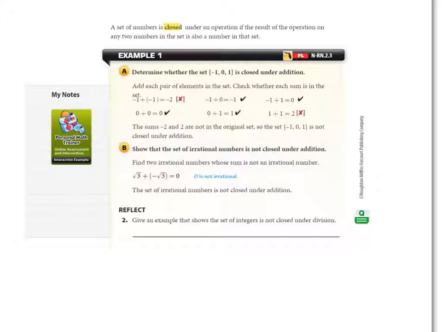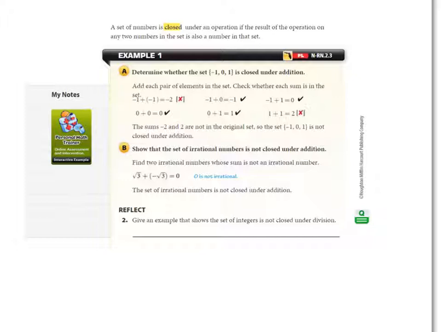B, show that the set of irrational numbers is not closed under addition. Well, if I add an irrational number with its opposite, I'm going to get 0. 0 is not irrational because 0 fits in the rational category, so that means it is not a closed set.